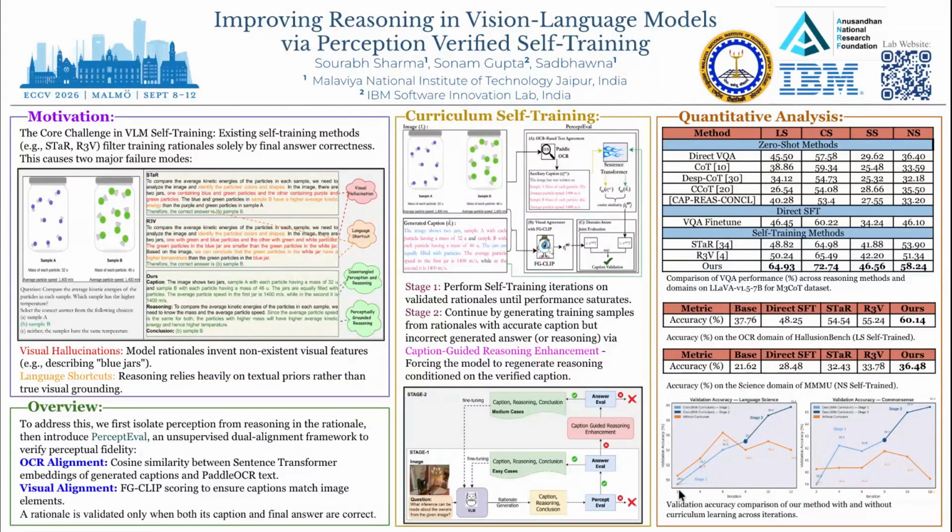Otherwise, with our curriculum self-training framework, initially we train only on the validated rationales until the performance saturates, and then we introduce the difficult samples. You can see the performance is far better as compared to introducing difficult samples from the first step or stage one only, right? This is validated on both the language science domain and the common sense domain, and this is why we adopted curriculum self-training instead of introducing the difficult samples without giving the model any confidence from the first step. So this is our research work.